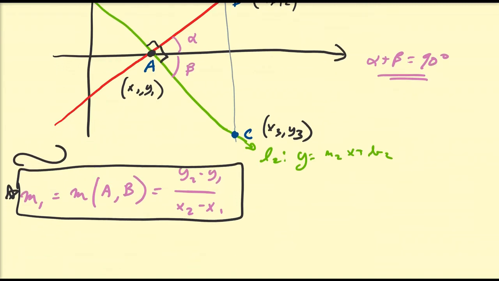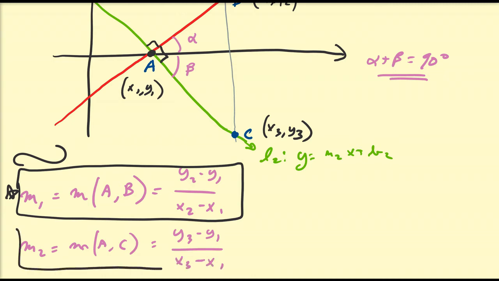Let's also talk about slope 2. Slope 2 is going to be the slope of line 2, so that's the green line. That's going to be the slope between the points A and C, so that's x1, y1, and x3, y3. So we can rewrite this as y3 minus y1 all over x3 minus x1. So let's box this off because that's going to be important as well.